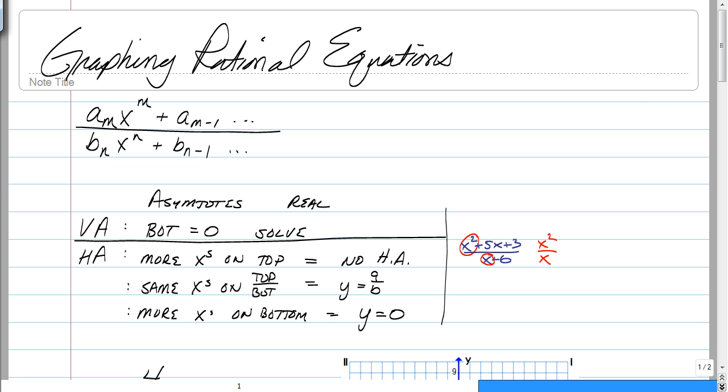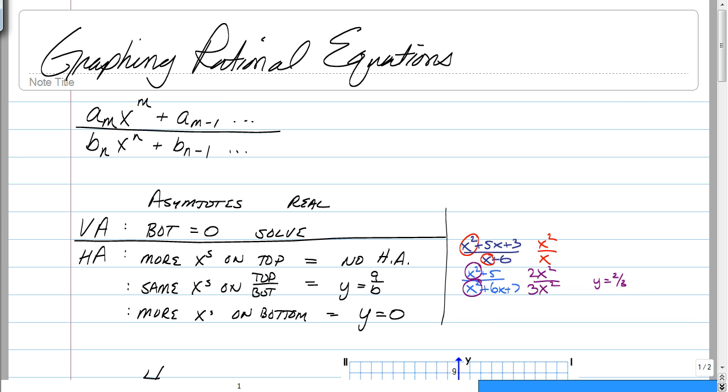If you have the same on top and bottom, and that could be x squared plus 5 over x squared plus 6x plus 7. The top doesn't have 2 x's and the bottom 3, because you have x squared and then another x. You just look at the highest exponent in each. So this one's x squared over x squared, so that would be the same x's on top and bottom. Then it would be the ratio of your leading coefficients. So if this was a 2 and a 3, then it would be y equals 2/3. Okay? And then finally the last one.